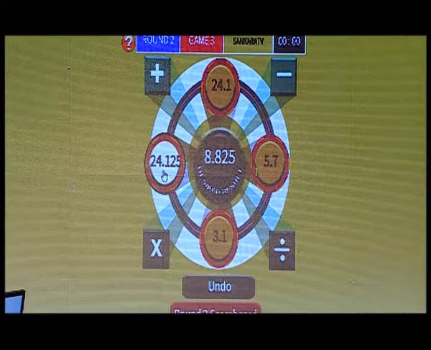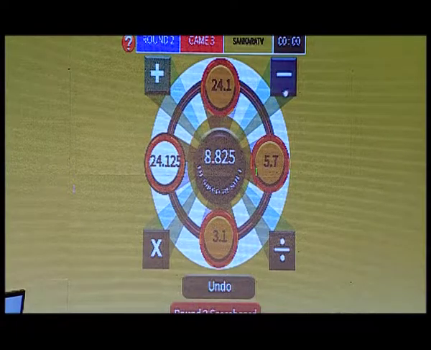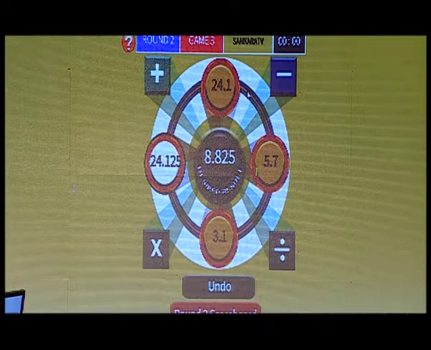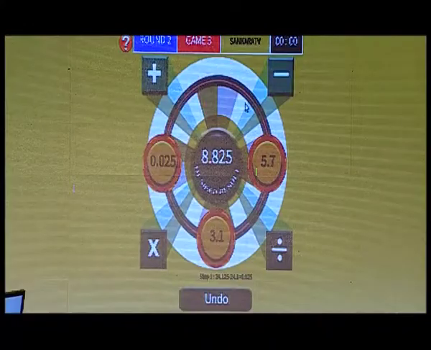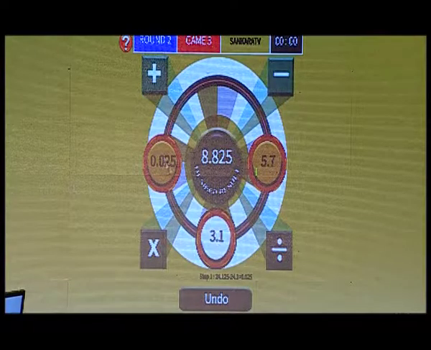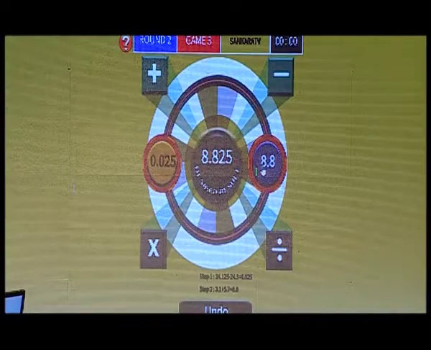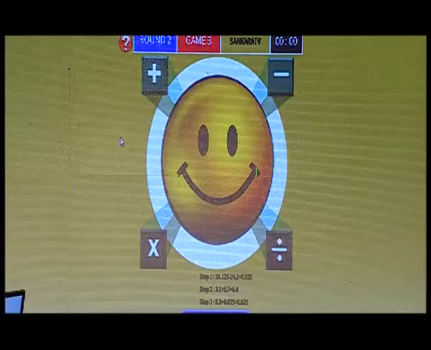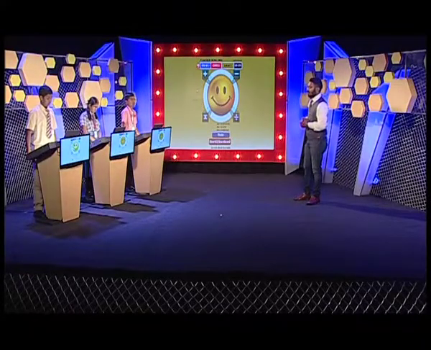The first step was I added 24.125. I subtracted 24.125 with 24.1. I got 0.025. The second step I did is 3.1 plus 5.7. I got 8.8. Then I added the remaining two, 0.025 to 8.8, and you got 8.825. Well done, Preetham. That's very well executed.